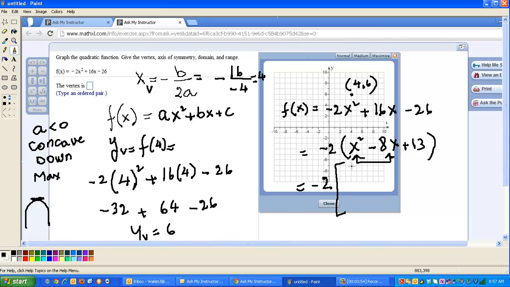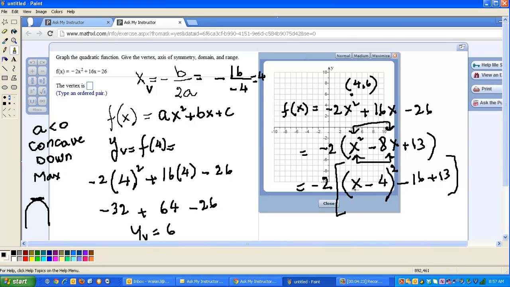To do this, all I have to do is bring down the x, bring down the minus sign, divide 8 by 2, which is 4, square the whole thing, and always subtract the square of this number, which is 16, and then you have plus 13 here. So this is how we do the completing square. We always complete the square of these two terms, x squared minus 8x.